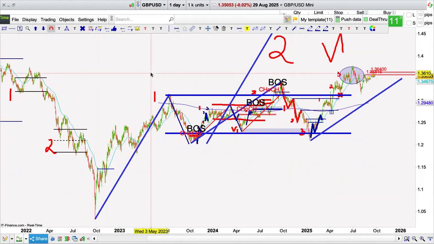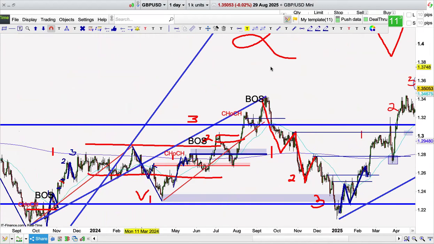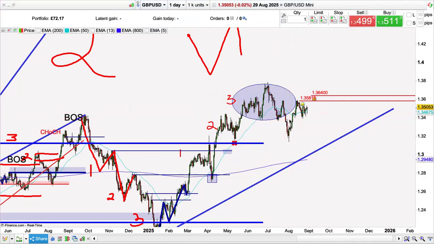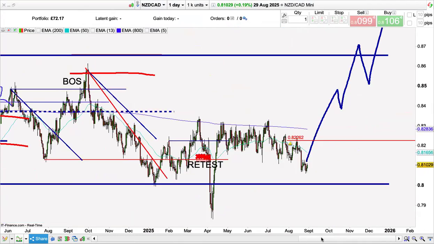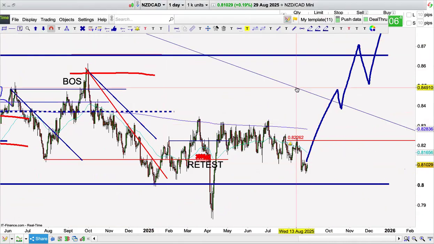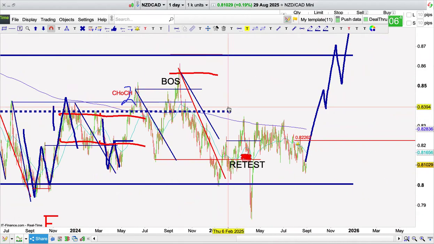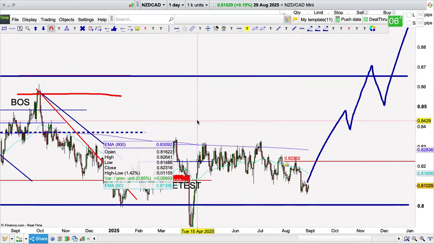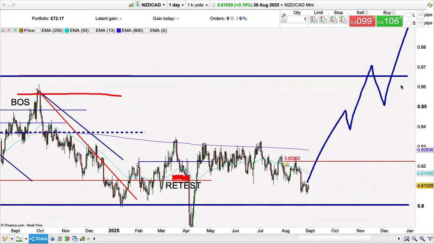GBP USD. Level 1 consolidation, high highs, high lows, similar to Euro USD. Had this change of character. NZD CAD. NZD CAD not doing a huge bunch, big level 1 consolidation. Again, nothing clear cut with that at all, so I'm not risking my money in it. To play sensibly in this game.